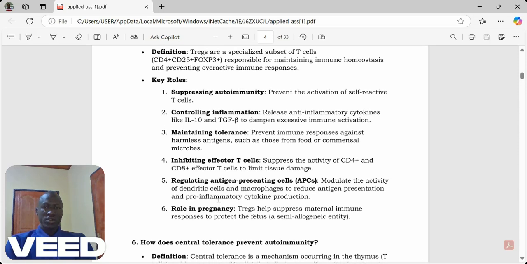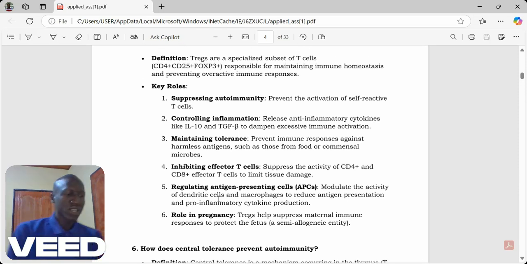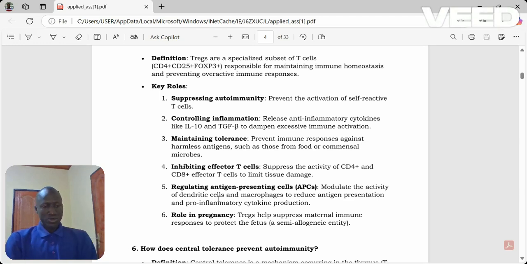So this is the last part of the presentation. Let me give a quick recap of what we have just seen. We have seen what immune complexes are and their role in immune responses, how complement activation interacts with immune complexes, the mechanisms that help clear immune complexes, how immune complexes contribute to autoimmune disease, and the role of regulatory T cells, the Tregs.